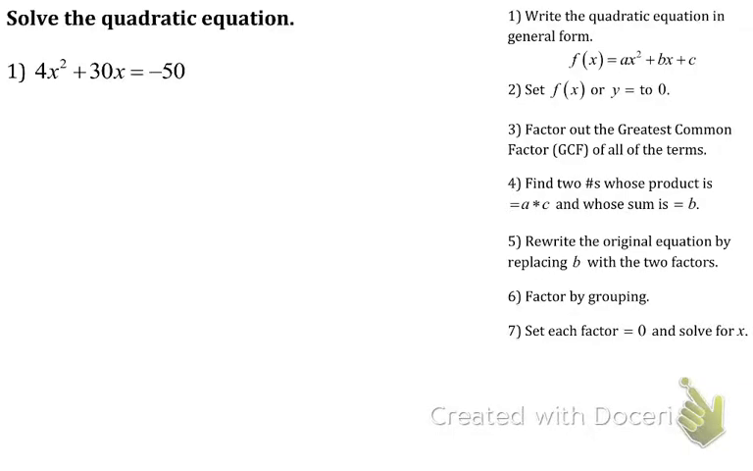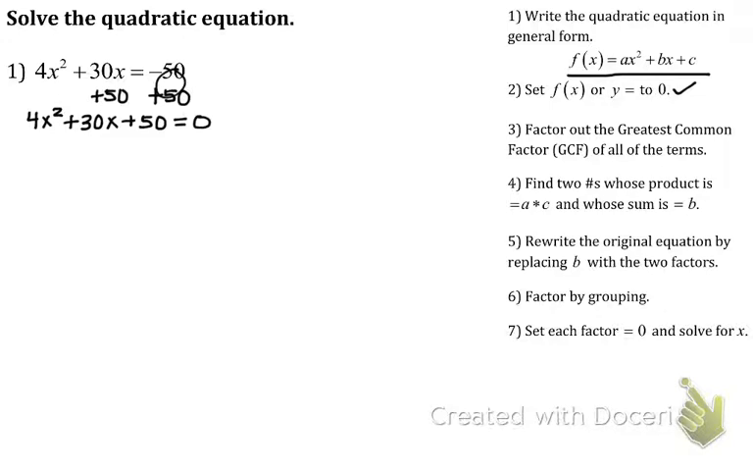We have 4x squared plus 30x is equal to negative 50. In our first step, we need to write the quadratic equation in general form to make sure that we have it as ax squared plus bx plus c and then equal to f of x or 0. So in order to do that, I'm going to add 50 from the right and add it to the left-hand side. So now I have 4x squared plus 30x plus 50 is equal to 0. Since my equation is already equal to 0, I'm done with step 2 and can move on to step 3.